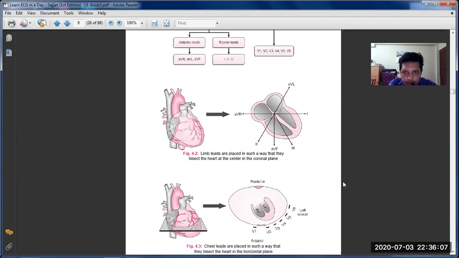Now, if we take a diagram here, lead 1 is horizontal, we have said it earlier. It is lead 2 actually, there is a mistake here. Lead 2 is directed towards the axis of the heart, towards the apex of the heart. And this is lead 3, this is a mistake. Lead 3 is away from the axis of the heart. And AVR is obviously to the right, AVL is obviously to the left, and AVF is obviously inferior, that is downwards.